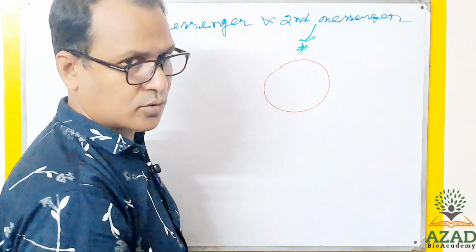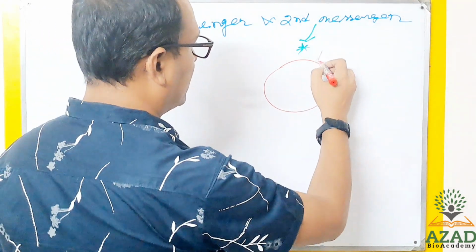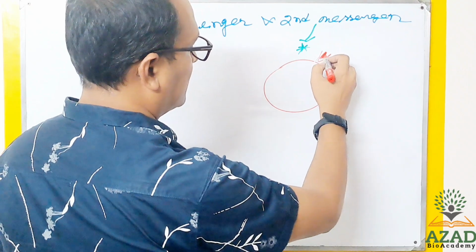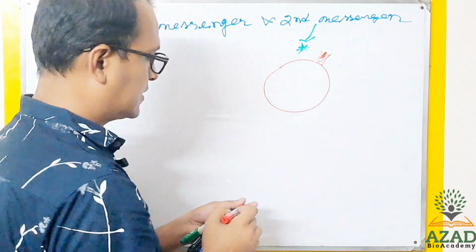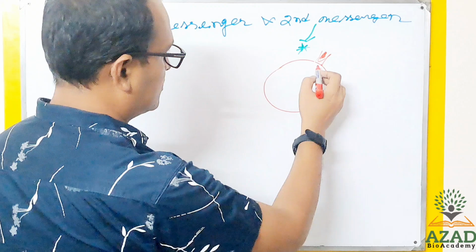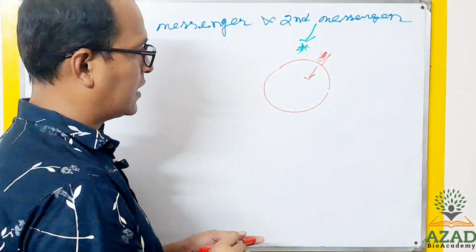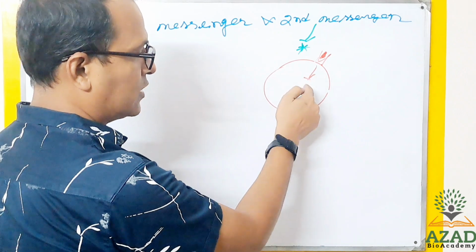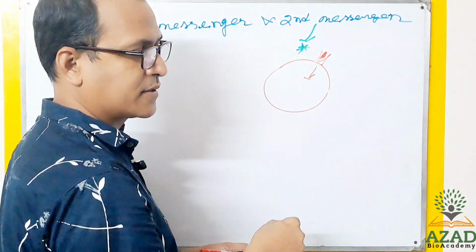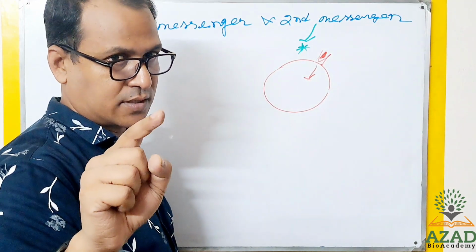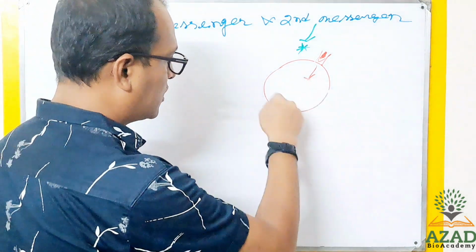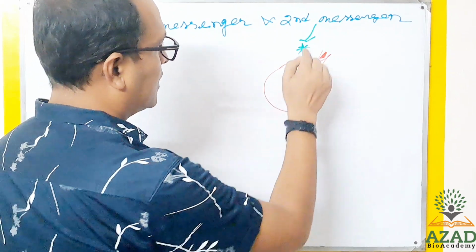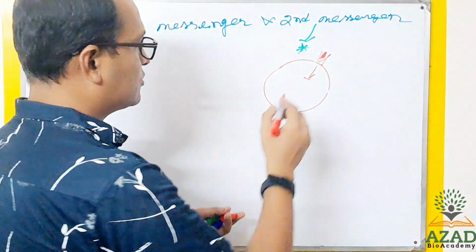So how will they show their activity? They will bind with a specific receptor over there. Then it will send the message to the inside. And the molecule that captures that message and amplifies it can be considered a messenger. Not all substances are considered a messenger. So the main point is that this one is the first messenger.